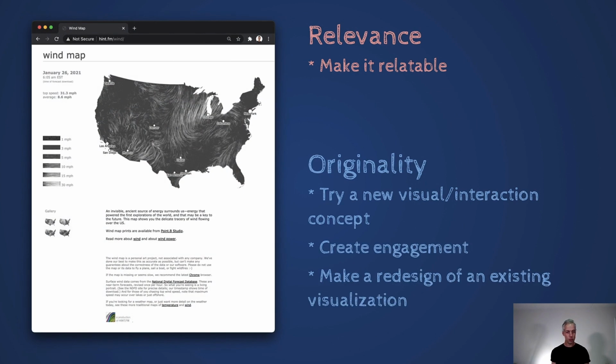And finally, this one is the wind map by Fernanda Viégas and Martin Wattenberg. Everybody knows wind, everybody knows weather maps, and they created this animated approach where you actually see flows of wind. And this was a very unique and engaging approach to showing wind data. And after this project, a lot of projects use this approach as well.